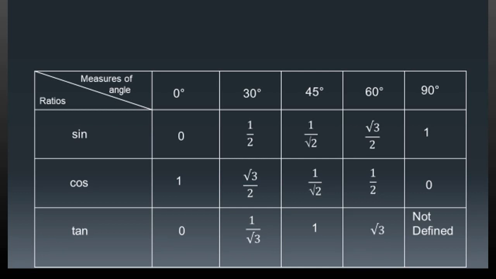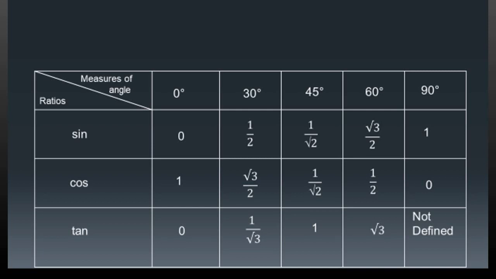Similarly, tan 45 degree will be sine 45 degree upon cos 45 degree, which is equal to 1 upon root 2 divided by 1 upon root 2, which is equal to 1. Tan 60 degree will be sine 60 degree upon cos 60 degree, which is equal to root 3 upon 2 divided by 1 upon 2, which is equal to root 3. So tan 60 degree will be root 3. Tan 90 degree is equal to sine 90 degree upon cos 90 degree, which is equal to 1 upon 0, which is not defined. So based on this table, we are going to solve the sums.